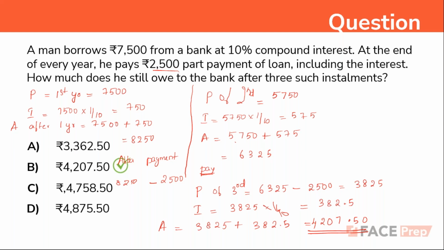and that amount will be the principal for the second year, right? Again, for that particular amount, I'll be calculating the interest and I will add it with principal amount in order to get the amount. Now again, from that amount, I'll be paying 2,500. Then I'll be getting the principal for third year as 3,825. Again, I'll repeat the process. Now 3 installments it's done, right? So first installment, second installment, third installment is done. So when the third installment is done, I need to find the amount. So in order to find the amount, I'll just add my principal and interest, so that I'll be getting the answer 4207.5.